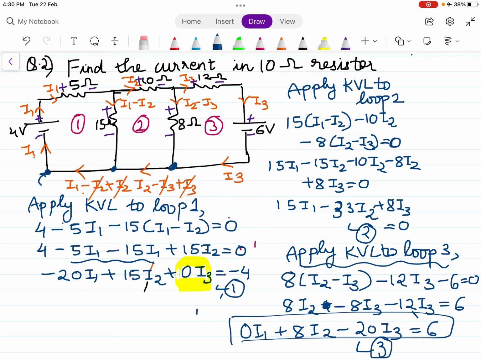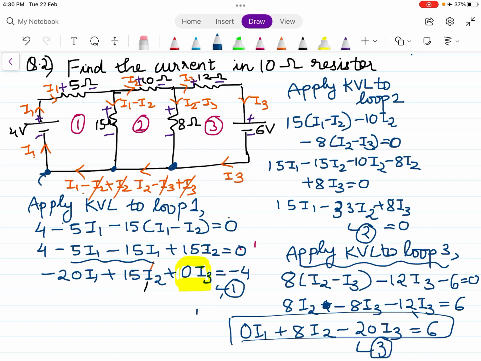Now solving these equations simultaneously in 3 variables. So minus 20, 15, 0, minus 4, then 15, minus 33, 8, 0, then 0, 8, minus 20 and 6.